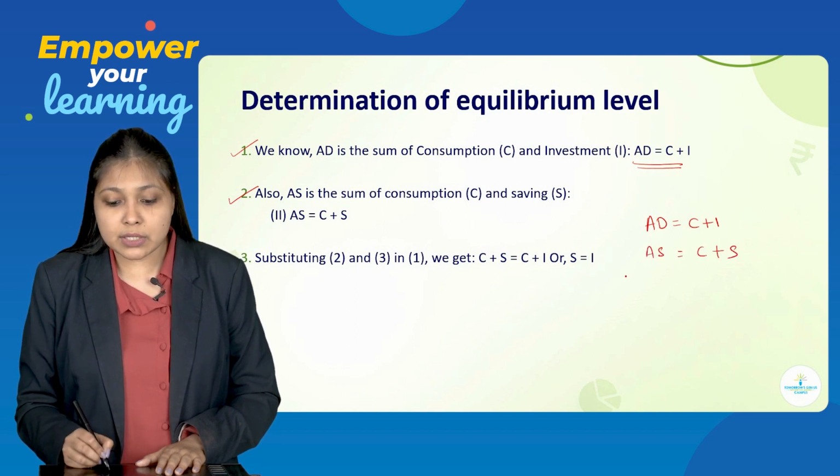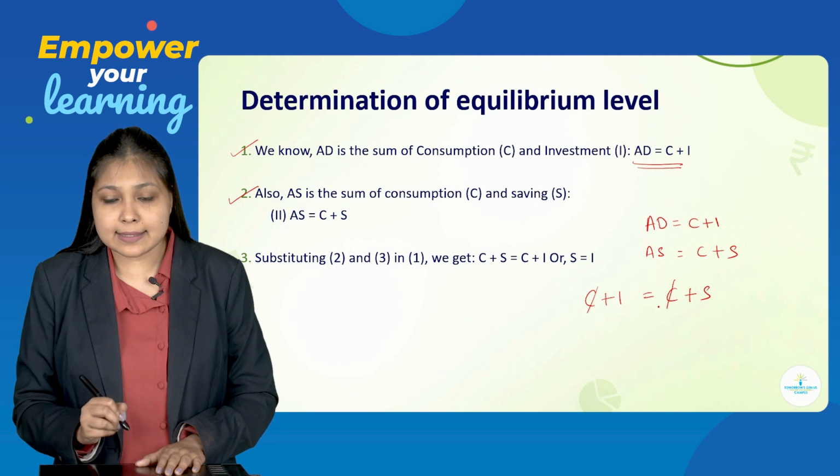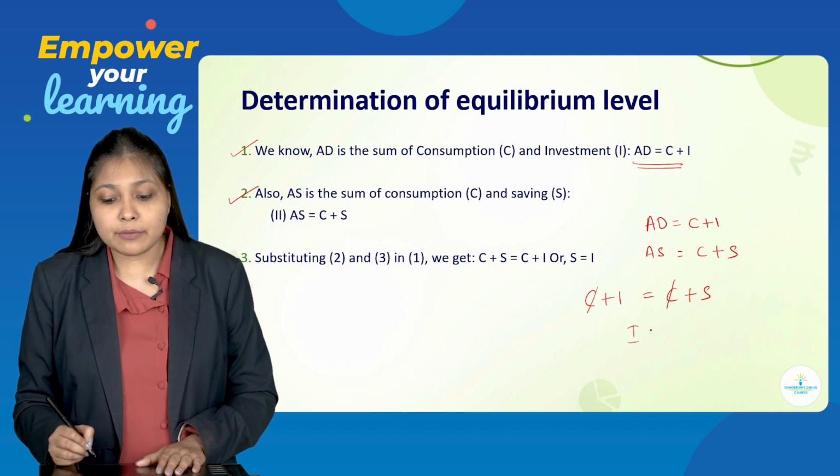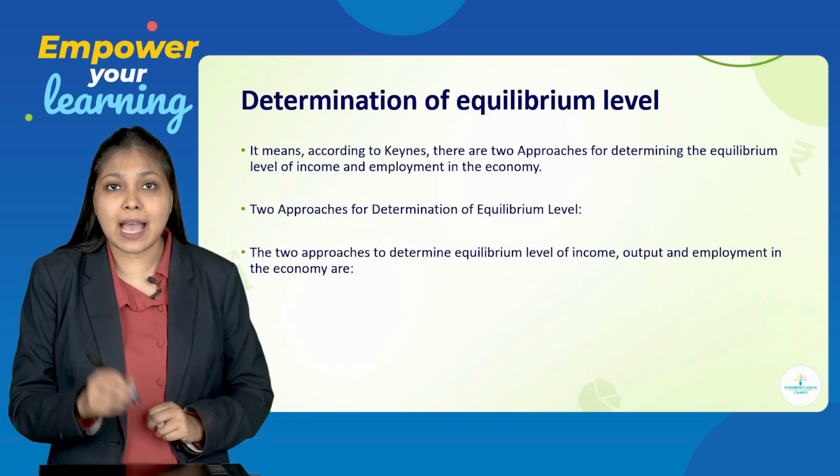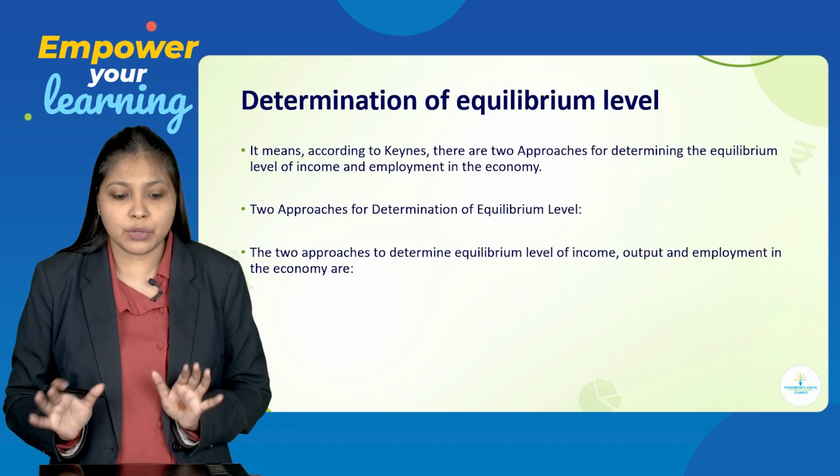Okay, so let me substitute. C plus I is equal to C plus S. C and C get cancelled out. I is remaining from this side and S is remaining from this side. So you get I and S, or S and I, whatever you want you can call it.